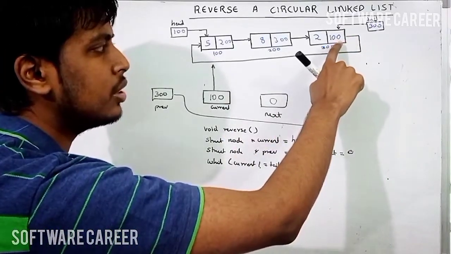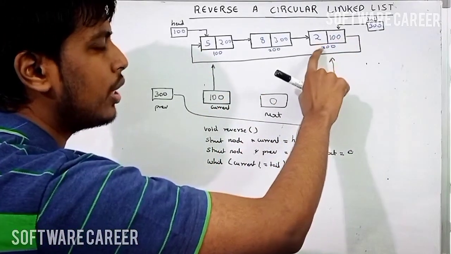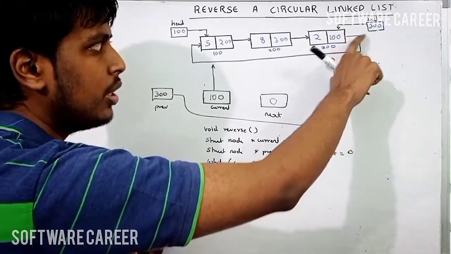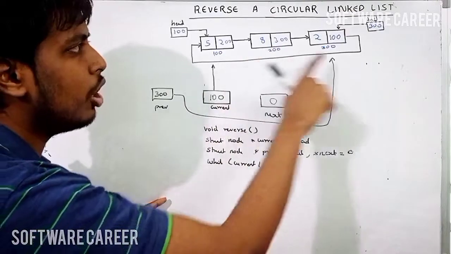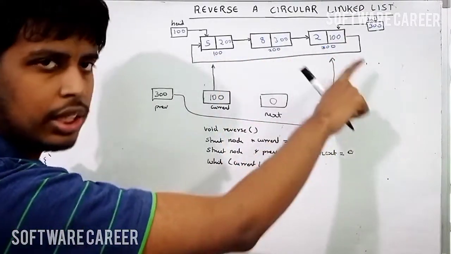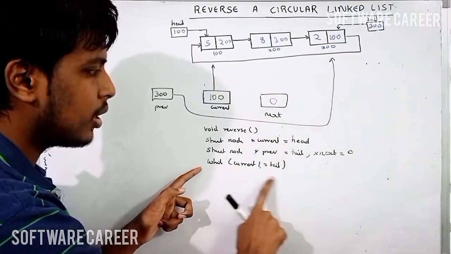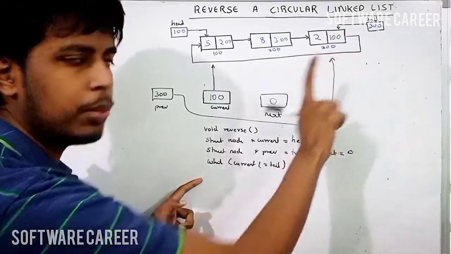So what is the next node of this last node? The first node. So I can't go forward from this last node, come back to the first node, and reverse it again. That's why I should stop at the last node. Only one time I should reverse. I can't go back again and reverse again. So that's why I'm writing this condition, a terminating condition, to stop the reversing at a particular position.